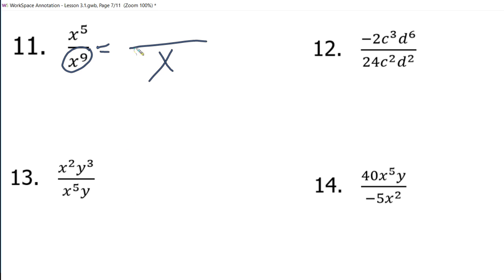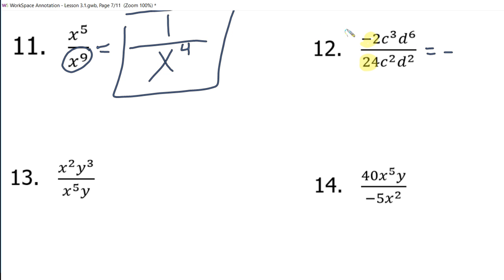4. So x to the 4th in the denominator. And what goes in the hole at the top? A 1. So the answer is 1 over x to the 4th. So wherever the larger exponent is, that's where the answer needs to go for that variable. Looking at number 12, if you have a fraction up front, you need to simplify that fraction. So negative 2 and 24 can both be divided by what number? 2. So what's negative 2 divided by 2?